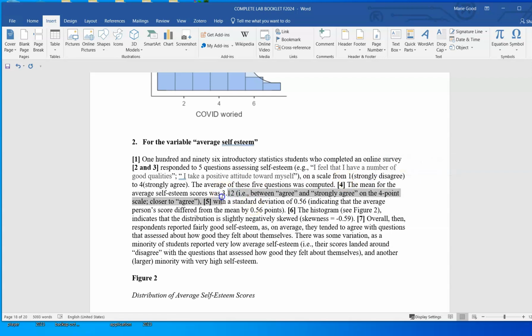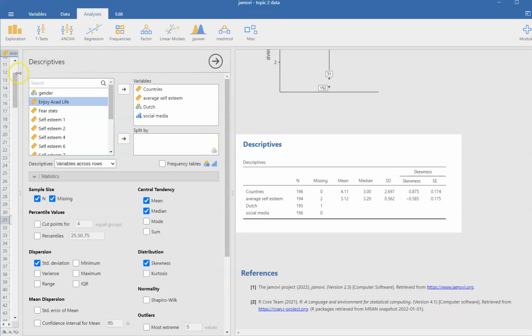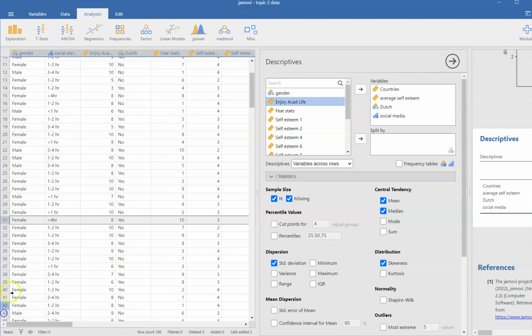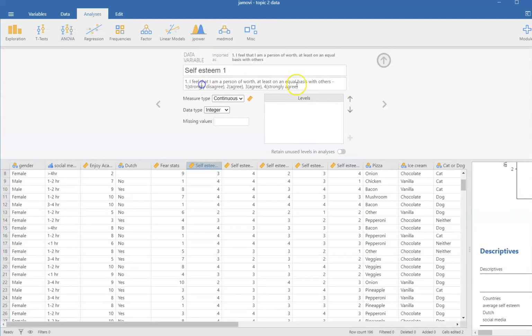Okay, so for this, if you go back and look at the data set, it actually tells you that the scale was from 1 to 4, and it gives you value labels for 1, 2, 3, and 4, right? If you go and look at the actual data, self-esteem, it says, 1 was strongly disagree, 2 was agree, 3 was, oh, that really should be, that should be disagree, sorry.